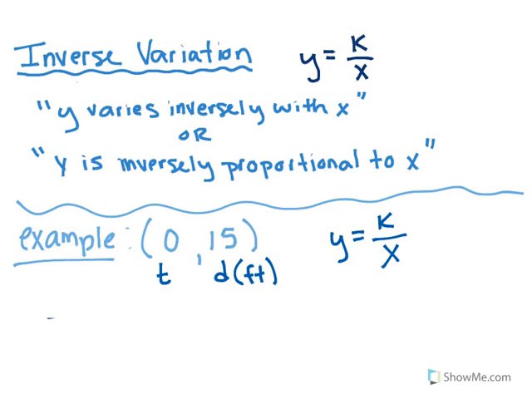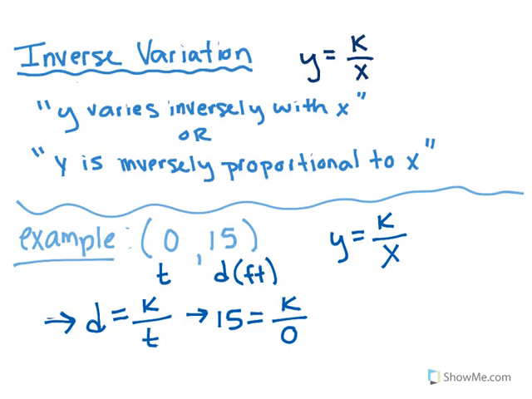So let's go ahead and continue this. So I'm going to go ahead and plug in my t and my d into my general formula. So d is equal to k over t. We're then going to plug in our two values. So 15 is equal to k over 0. And if we see where we are right now, this is actually creating a problem.